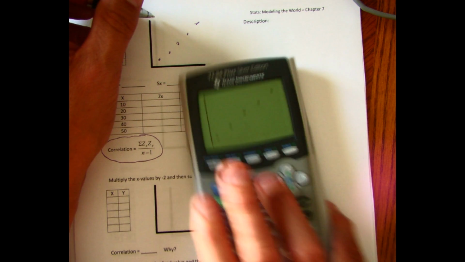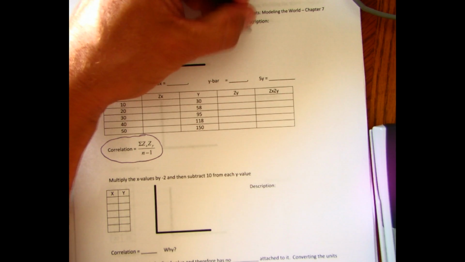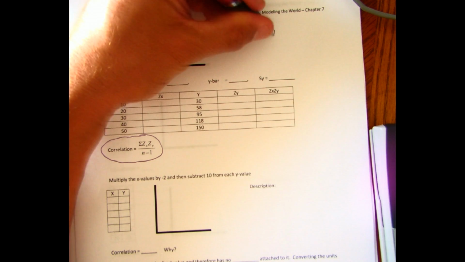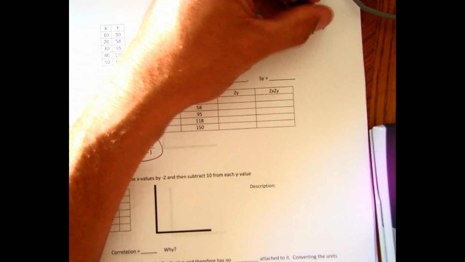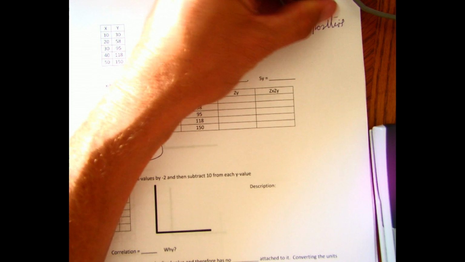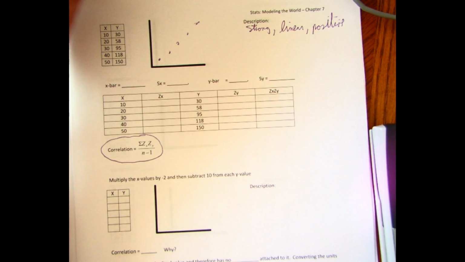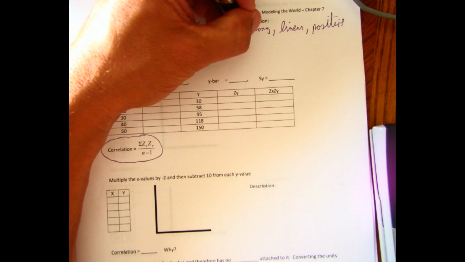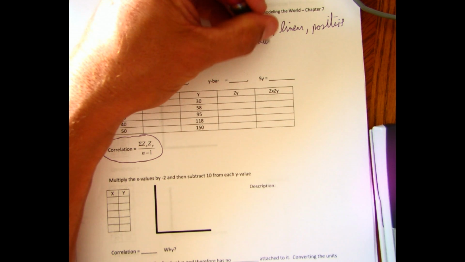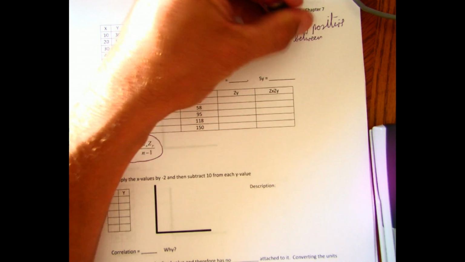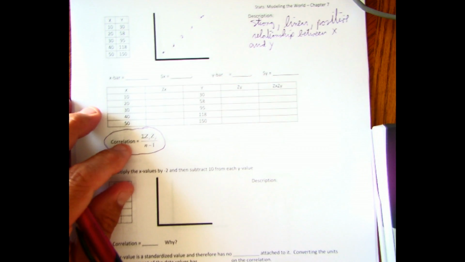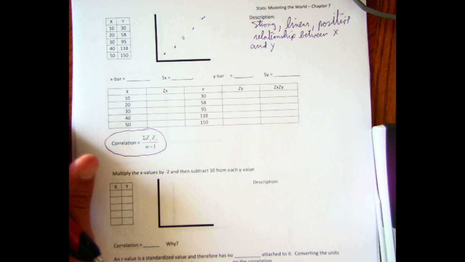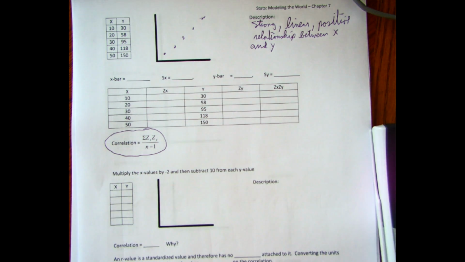So I've got to describe it. Well, I've got to talk about strength. So this is strong. Form, linear. Direction, positive. Unusual features, none. So strong, linear, positive relationship between x and y. Well, what are x and y? We don't know. But we do know that there's a strong linear positive relationship between the two of them.